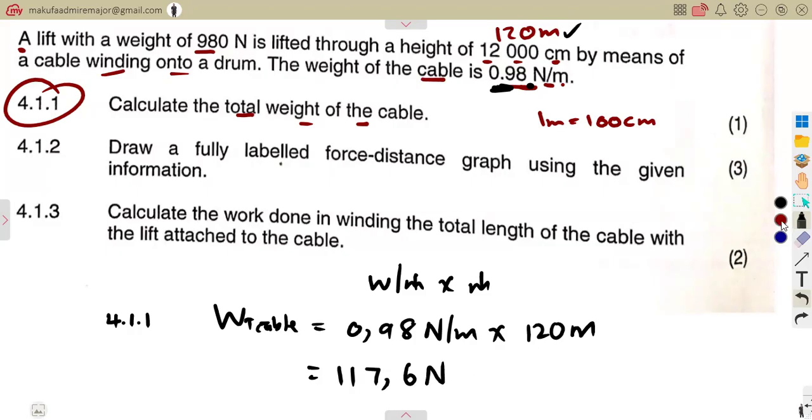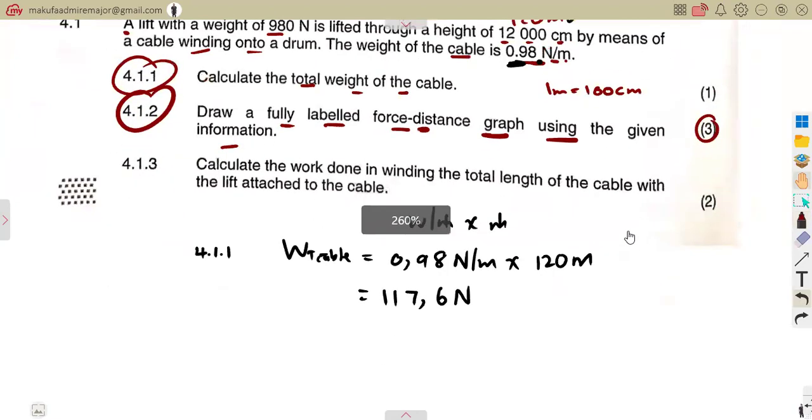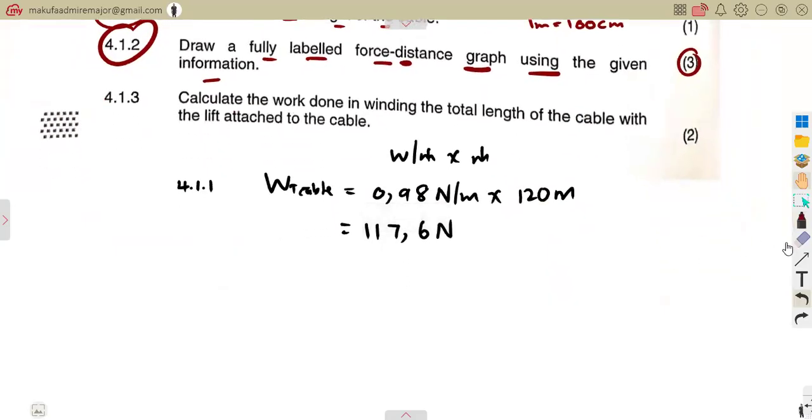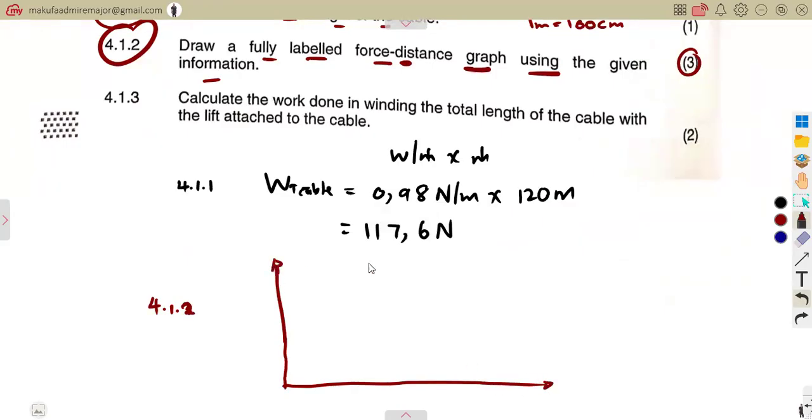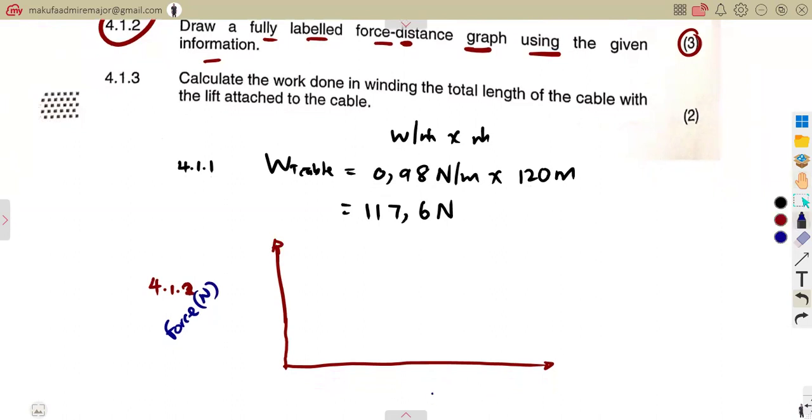Then from there, we are now asked to draw a fully labeled force distance graph using the given information. So in this case, I'm just going to show you a sketch of how you're going to have your diagram. Remember, your force distance graph is going to be of this nature. We need the force and the distance. So this side is where you have your force, which is in Newton. And this side, you're going to have the distance. So remember, this is taken at a weight cable.